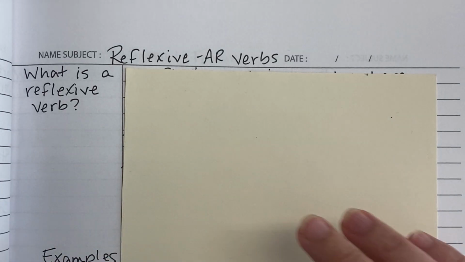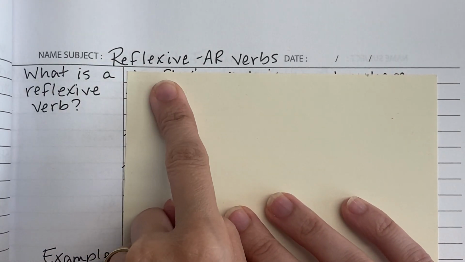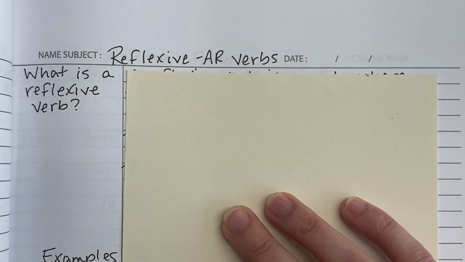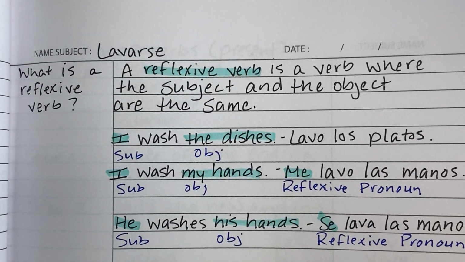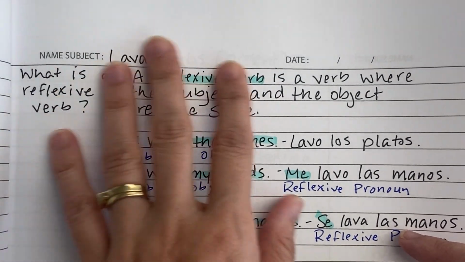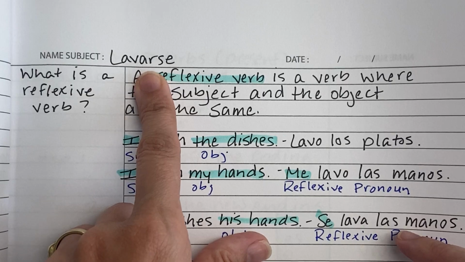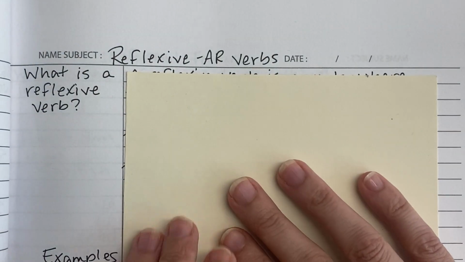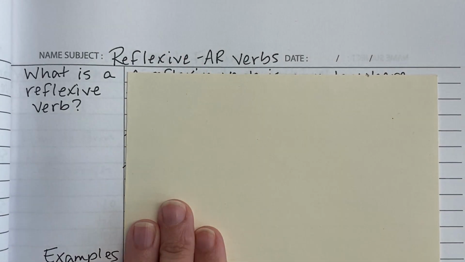Hi, in this video we are going to look at reflexive AR verbs in the present tense. In a previous video, we looked specifically at the verb lavarse, which is a reflexive verb, and we learned about reflexive verbs using the verb lavarse. But in this video, we're going to look at all AR verbs, just in general AR verbs that are reflexive.